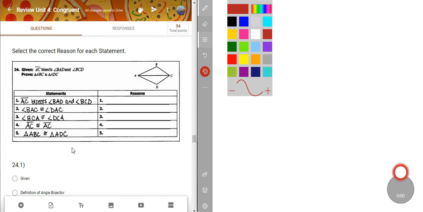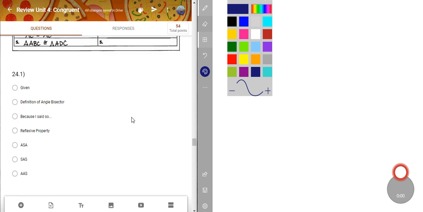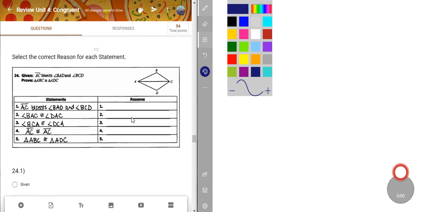Proof time. All right. So with the proofs, you're not going to actually have to do them from scratch, but you are going to see the statements or the reasons, and you have to provide the other ones through a multiple choice kind of thing. So I'm going to show them a little bit from scratch, and then you can go fill them in later from your, I guess, recollection of what I'm doing over here.